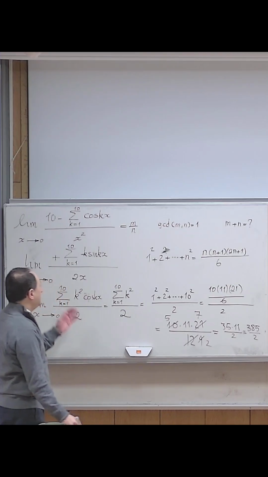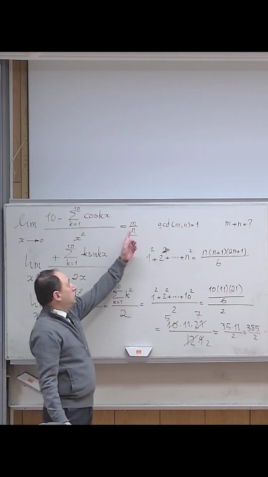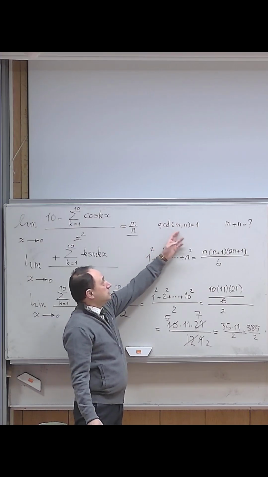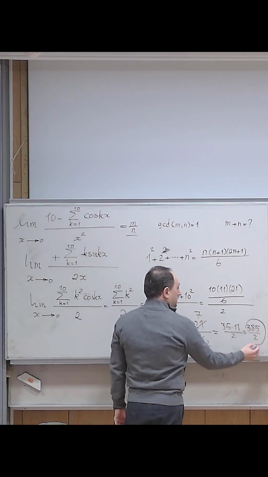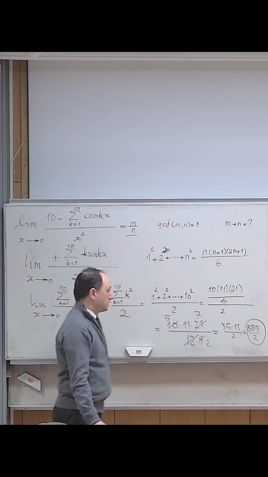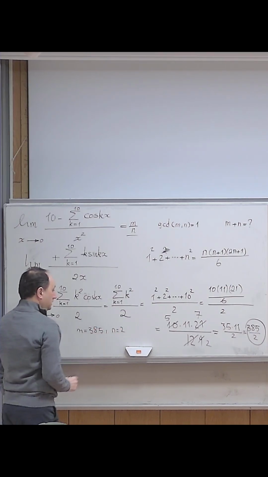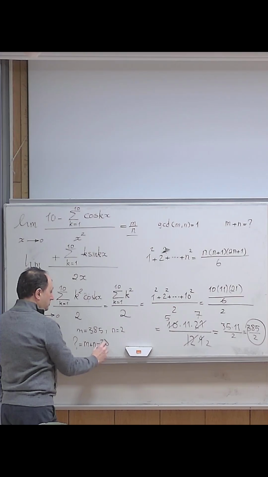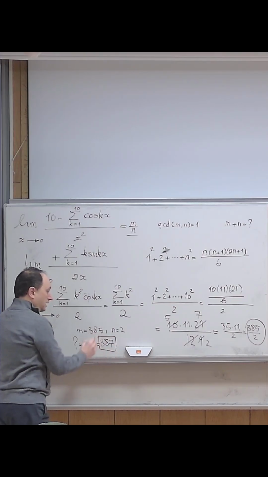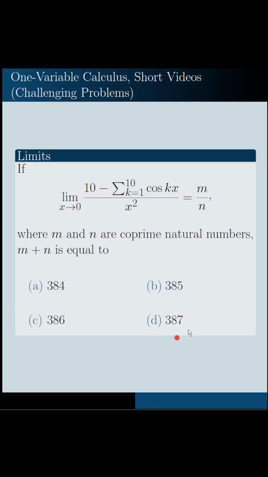So this is the limit that we calculated, but according to the problem, it is equal to a fraction of integers in which the GCD, the greatest common divisor between m and n, is 1. So this is exactly m over n. It means the numerator m is 385, and the denominator n is 2. The question asks for m plus n, which of course becomes 387. So that is the correct answer to the problem. If we go back here, option D is the correct answer to this problem.